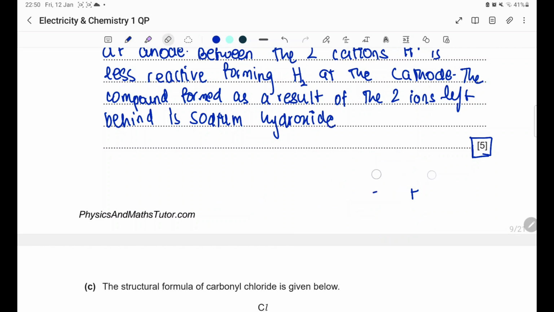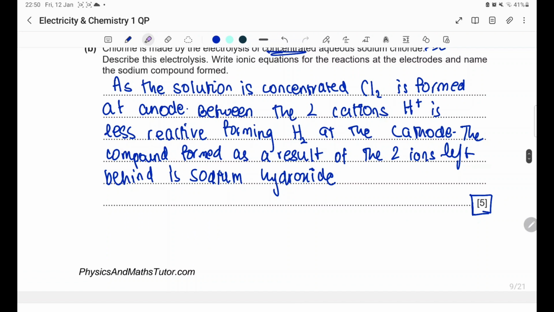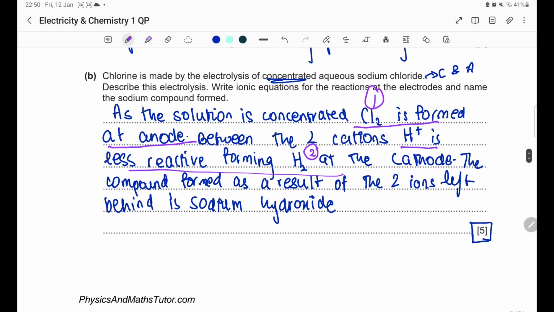So you have 1 mark for the mention of chlorine being formed as a product. You have your 2nd mark for a mention of hydrogen gas being formed as your other product. Then your 3rd mark is for this point right here. Name the sodium compound formed. I have done that. That's 3 out of 5. Now your final 2 marks is going to be the ionic equations of the reactions at each electrode.